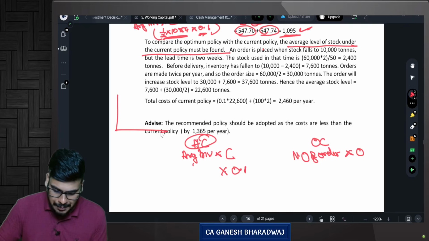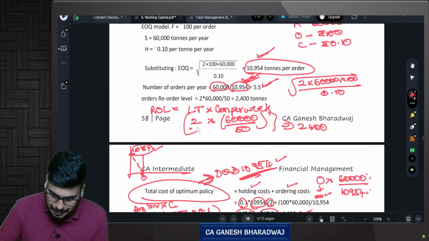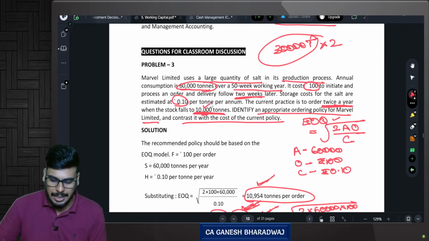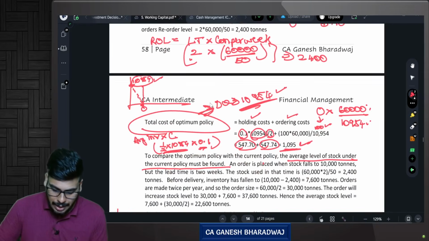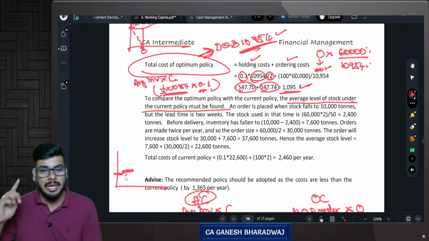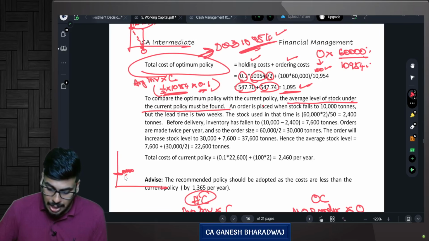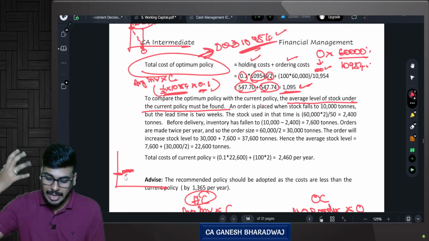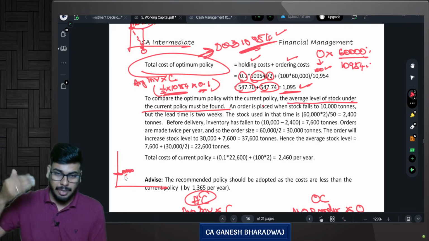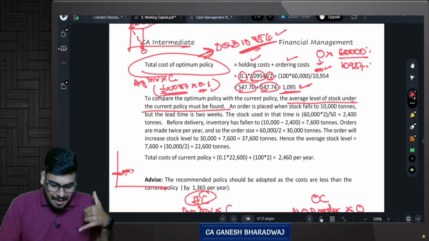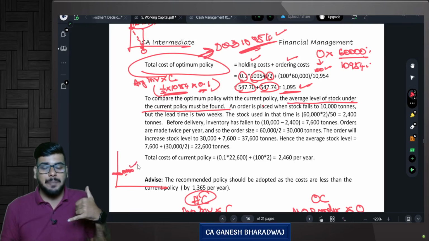Now what they are saying is, look at this. I will place an order every time my stock reaches 10,000 tons. Correct? Now it takes 2 weeks for the person to deliver it. So I will pick up the phone call, and the moment my stock balance is 10,000, I will make the call.